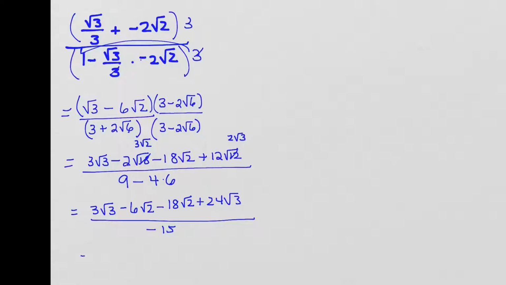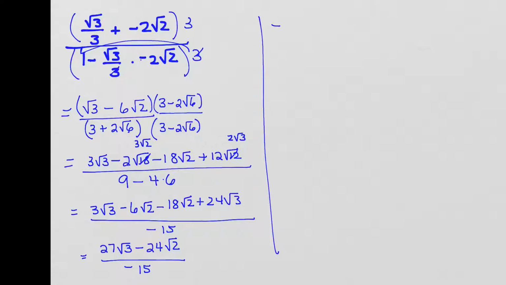Okay. So 3 square roots of 3, plus 24 square roots of 3 gives me 27 square roots of 3. Minus 6 square roots of 2 minus 18 square roots of 2 gives me a negative 24 square roots of 2. And that's over negative 15. Almost there. All right, so what can I do now? I can factor a negative 3 from the numerator. Since I have a negative in the denominator, that'll be nice.